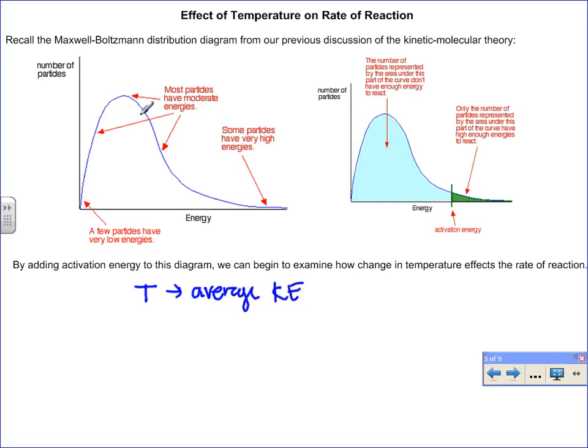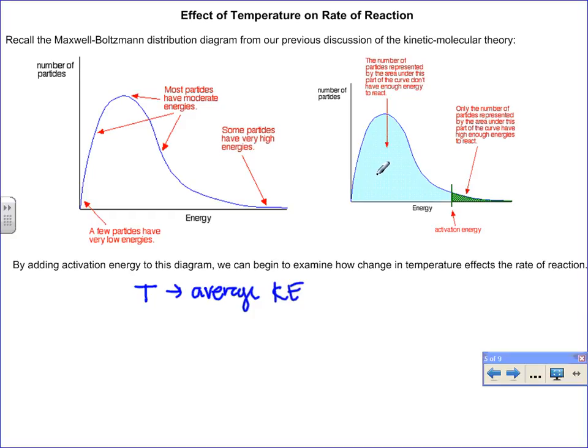Now, when we consider the rate of reaction, or how fast a reaction is going to go, we need to consider the effect of collisions. So if we put onto this graph the activation energy for a particular reaction, what we can see is that at a given moment of time, only a certain amount of particles have enough energy to overcome the activation barrier. So the majority of the molecules at this particular temperature for this particular example do not have the correct amount of energy in order to react.